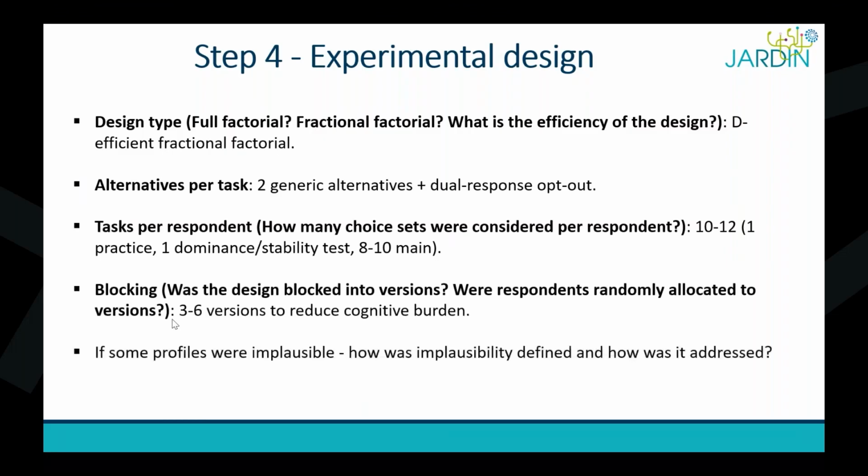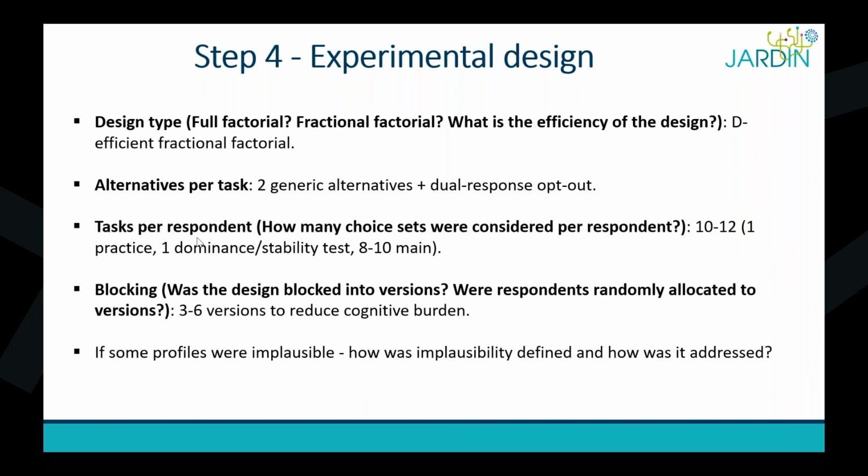We need to decide how many alternatives to ask per task. 2 alternatives. Should we include, let's say, an opt-out, like I was trying to explain before, or should we force them? And then how many choice tasks per respondent? Should we include 8, 10, 20, 30? Usually we may generate up to 30 choice tasks, 30 tables which consist of the options, right?